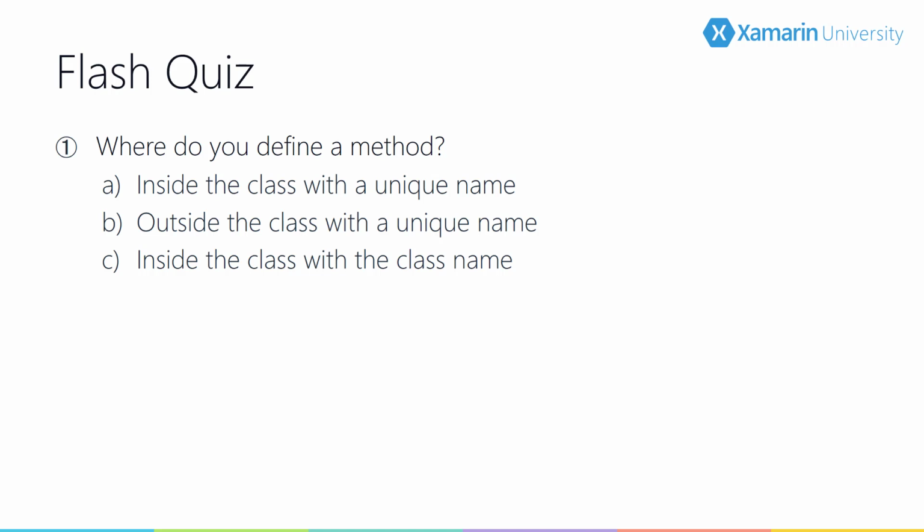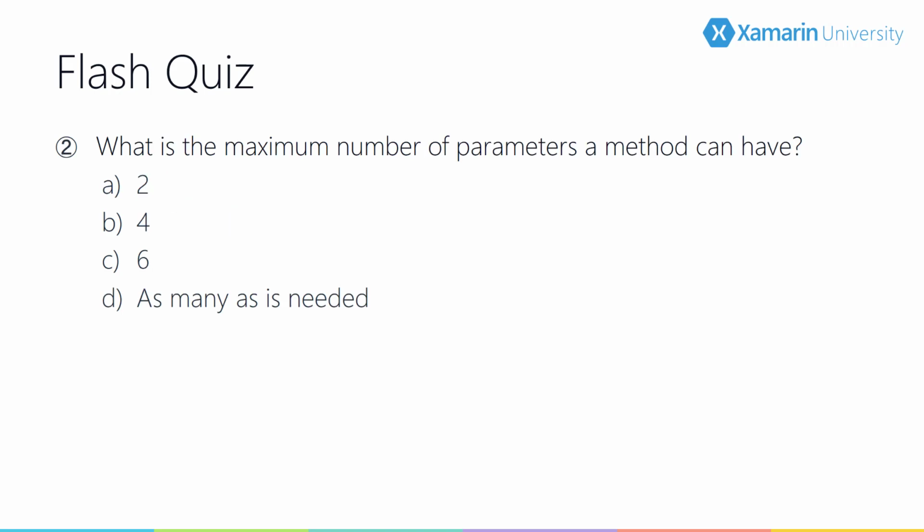Alright, so classes define methods. So inside of our class, we can have fields and we can have methods. Number 2, what is the maximum number of parameters that a method can have?